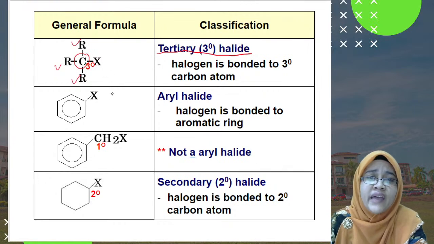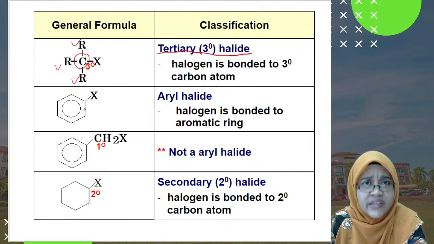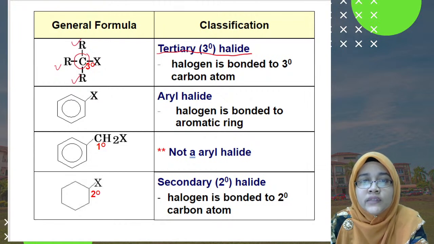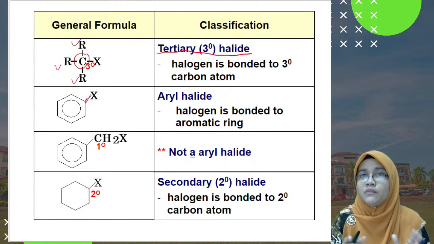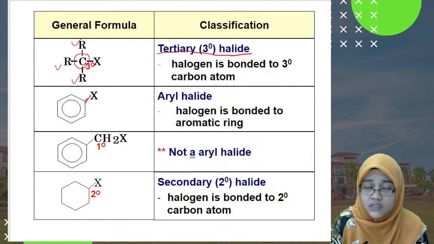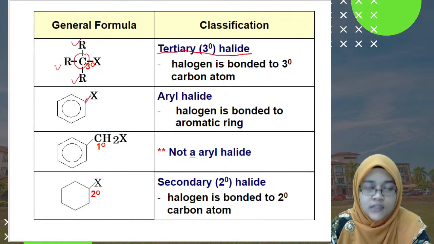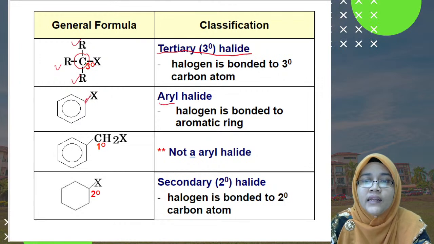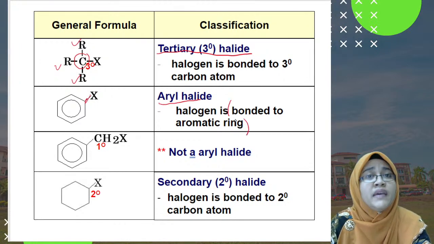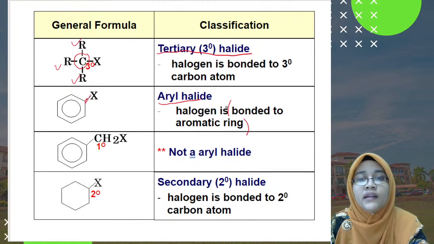Okay, now let's move on to the halogen that is directly bonded to the benzene ring. What happens to the class? Alright, a halogen that is directly bonded to benzene is no longer classified as primary, methyl, secondary or tertiary. We classify it as an aryl halide. So what is an aryl halide? An aryl halide is a halogen that is bonded directly to the benzene ring. Alright, that is an aryl halide.